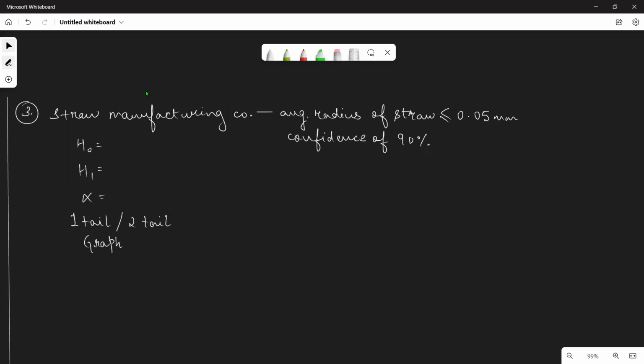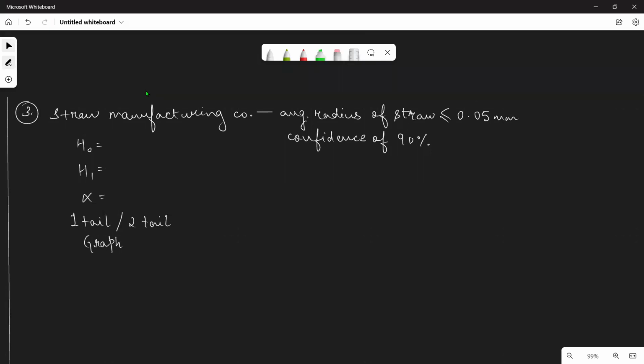Yeah. So the null hypothesis is H naught is less than or equal to 0.05 millimeter. Alternative hypothesis is H1 greater than 0.05 millimeter. So we give the level of confidence. This is a one-tailed test, so the alpha is 10%. And if you put it on a graph, it will be a one-tail right side test. The rejection region will be on the right hand side.